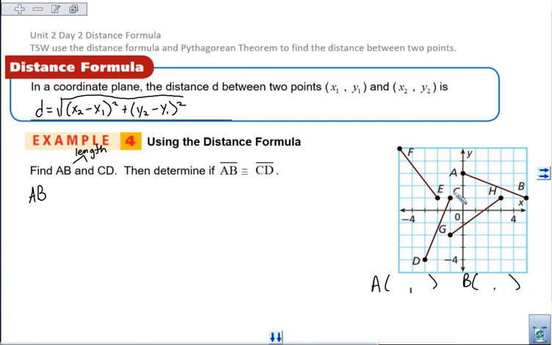So let's look over here on our graph, and A is on the y-axis. That means that x is 0, and we went up 1, 2, 3. So we're at 0, 3 for A. And then for B, we go to the right 5 and up 1. So we're at 5, 1 for B.